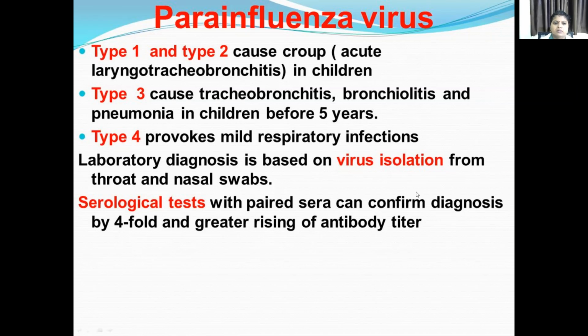Type 3 causes tracheobronchitis, bronchiolitis, and pneumonia in children below 5 years of age. Next, type 4 doesn't cause that much severity. It causes only a mild respiratory tract infection.